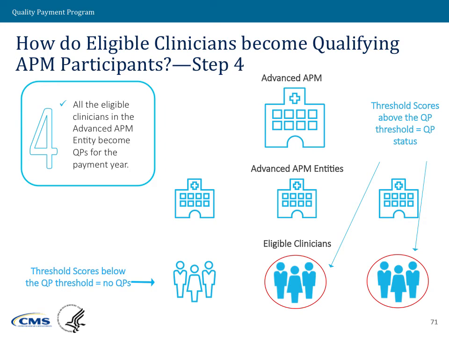And then finally, kind of wrapping back to what we said originally, if that group collectively meets those thresholds, so their threshold score is greater than the threshold in the table, then everybody in that group will become a qualifying APM participant. If they don't meet that threshold, then that group will not become a set of qualifying APM participants.